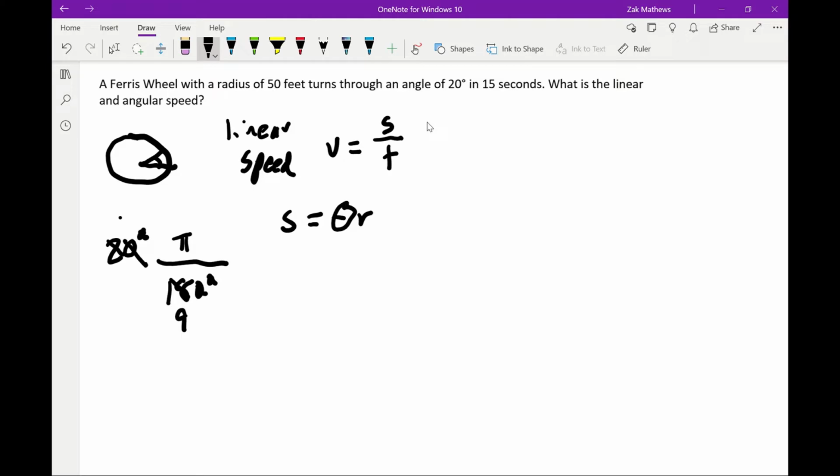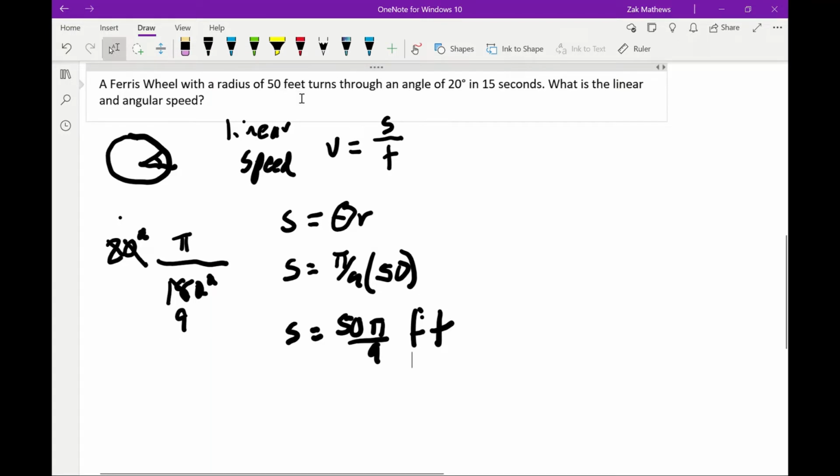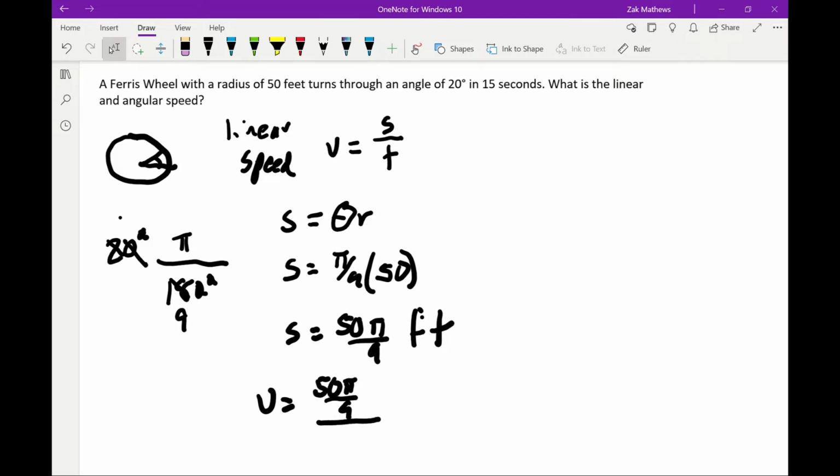So we get s is equal to pi over 9 times the radius, which was 50. So arc length equals 50 pi over 9, whatever that is. And the units here would be feet, and we know that because our radius was in feet. We were after the linear speed, and so to find that we have to take the arc length, 50 pi divided by 9, and divide it by the time, the 15 seconds. When we do that, we want to type this in the calculator. We want to be very careful that everything in the numerator goes in parentheses, and everything in the denominator goes in parentheses.